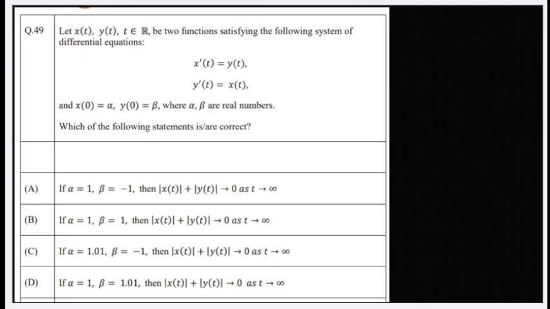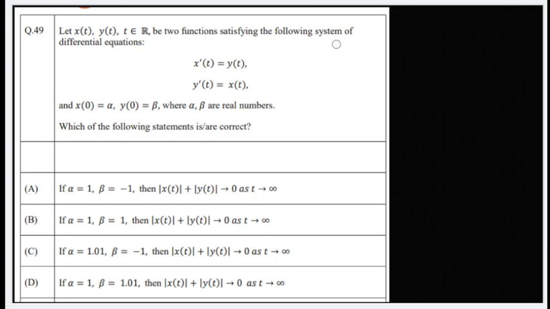First of all, we are trying to find x of t and y of t, and take the modulus of x of t and y of t. According to the values of alpha and beta, we are trying to find whether the modulus of x of t and y of t tends to 0 as t tends to infinity. So first, we need to find the solution of the system of differential equations.